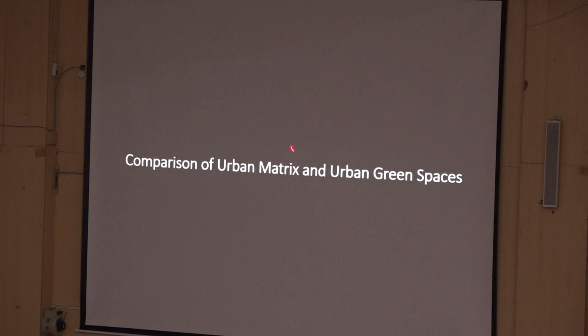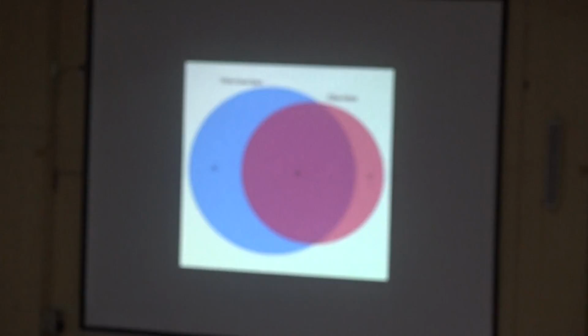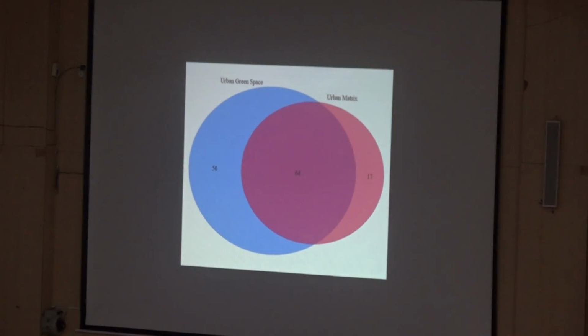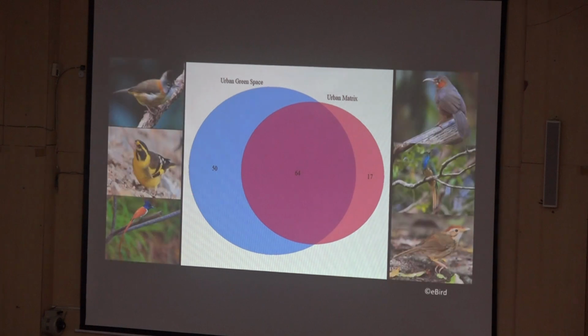Now we come to the comparison of the urban matrix and the green spaces. In this, the Venn diagram shows that there were 64 species which overlap between the urban green space and the urban matrix. 50 species were unique to the urban green spaces, and these are your habitat specialists, or urban avoiders, which would not want to come into large amounts of human disturbance or built-up, hence they were only found in these urban green spaces.